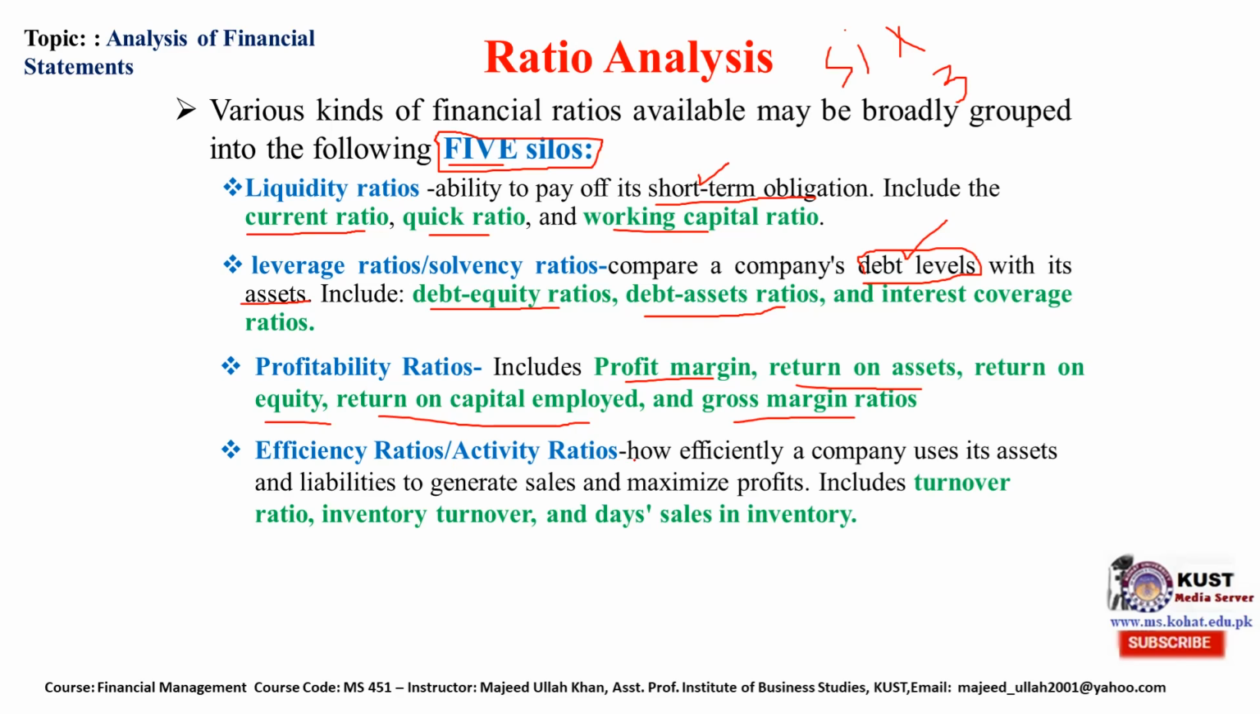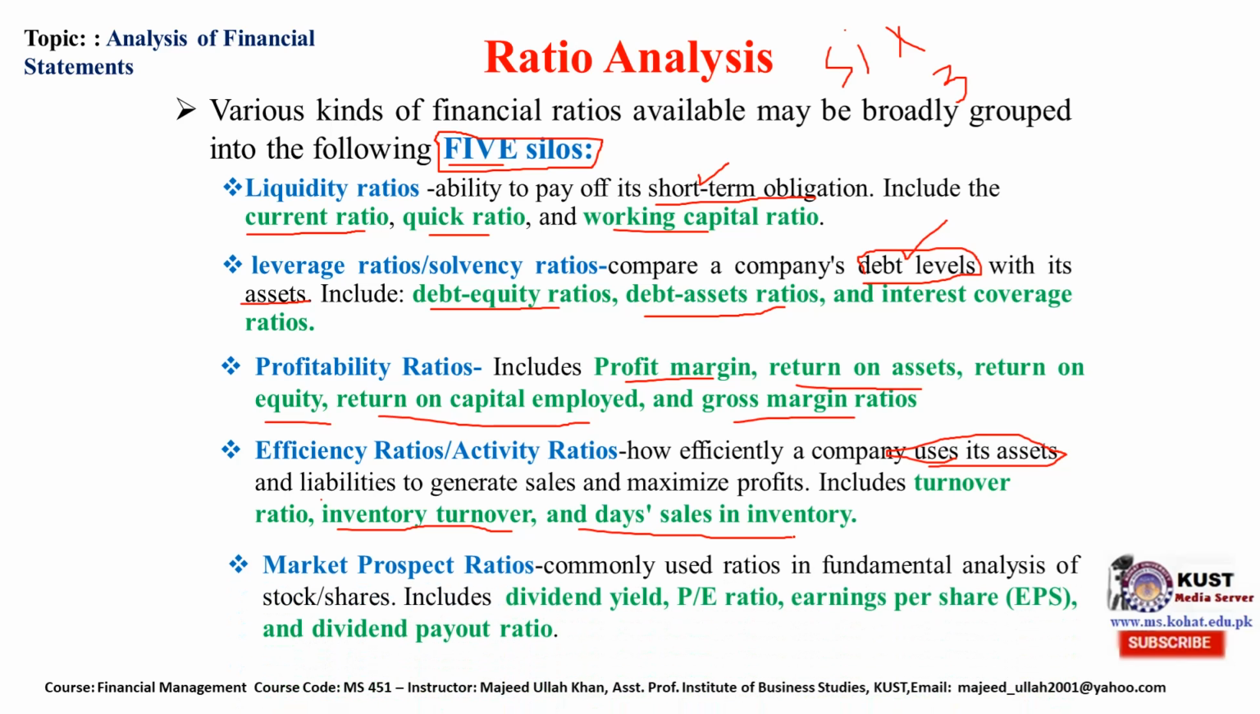Efficiency ratio or activity ratio. It answers the question of how efficiently the company uses its assets and liabilities to generate sales and maximize profit. It includes turnover ratios, inventory turnover, and days sales in inventory.